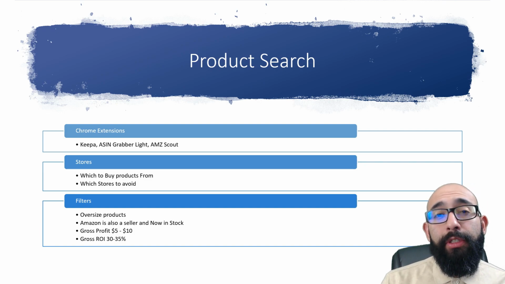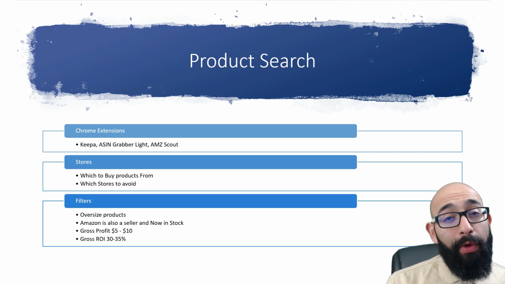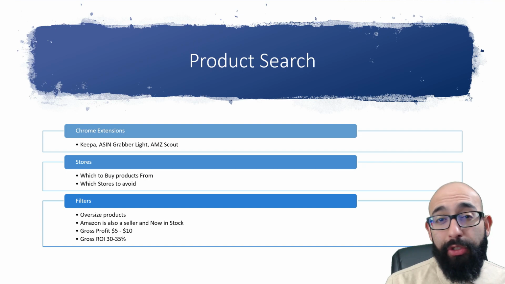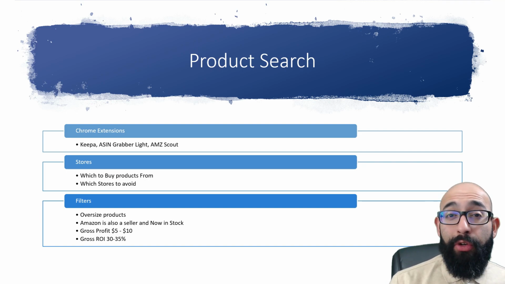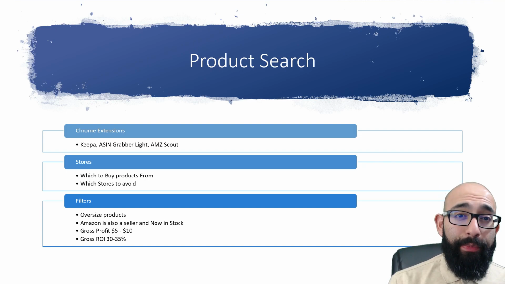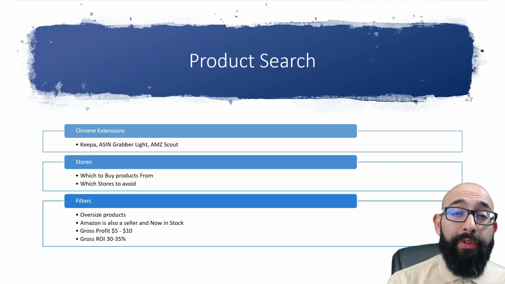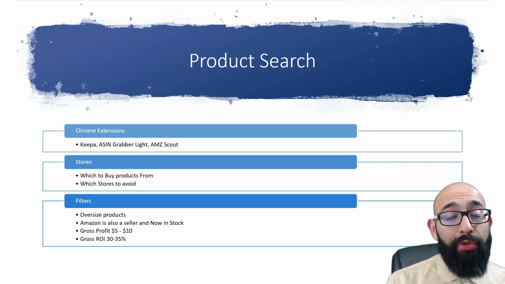The next point to touch on is called filters. Now, with filters, if you're just starting off, you're going to first want to avoid selling oversized products. So don't even bother searching for that on Tactical Arbitrage unless you already know how to handle that type of product. The storage fees are different, the shipping fees are different, the seller fees are different. So I usually just try to avoid that.